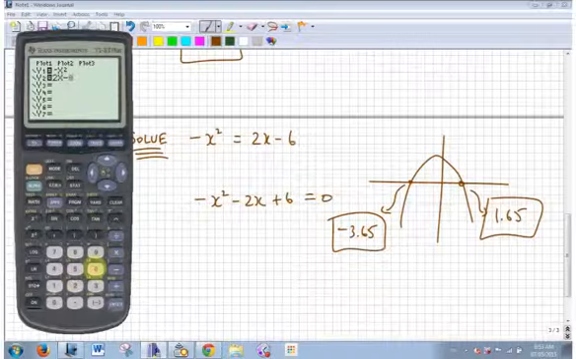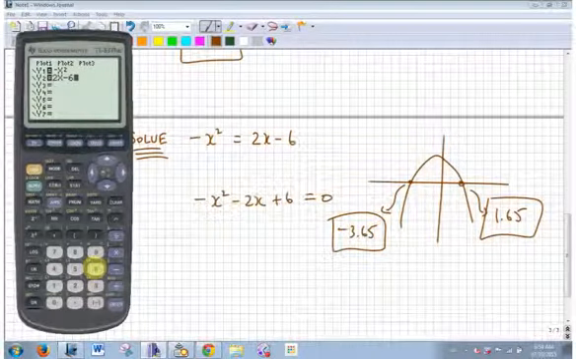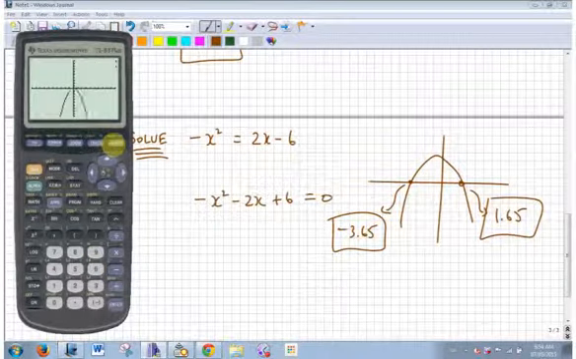2x minus 6. And the solution is, when does that equal this? This is a line. You remember that y equals mx plus b stuff? That's a line. This is a parabola. When does this line equal that parabola? Let's graph both of them and see where they cross.